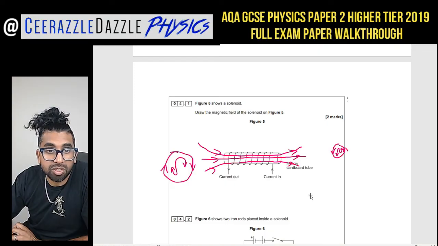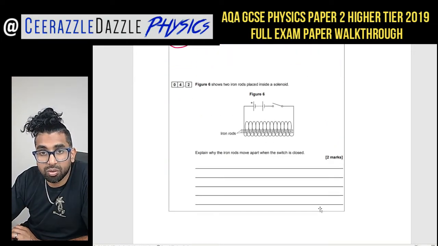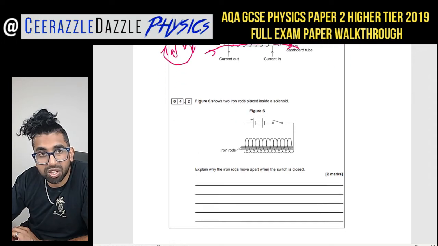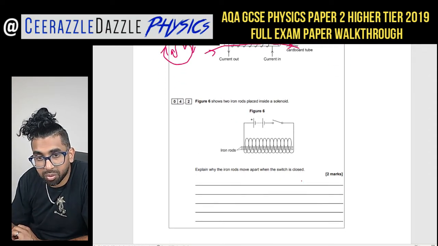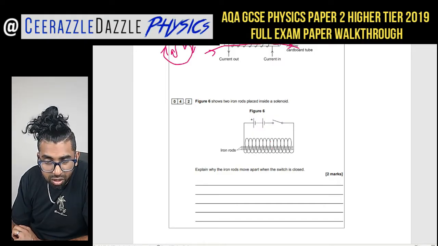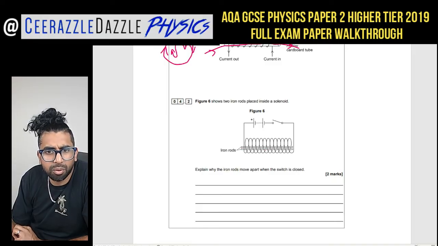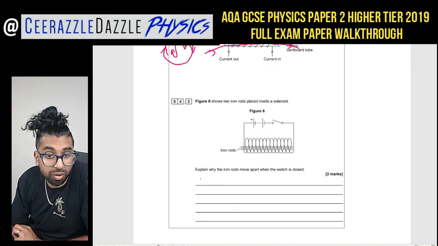Now, 4.2. Figure 6 shows two iron rods placed in a solenoid. Explain why the iron rods move apart when the switch is closed. Why do they move apart when the switch is closed? Well, when you close the switch, current flows through the solenoid, and therefore this becomes magnetized, and so does the other one. So both of the rods become magnetized.